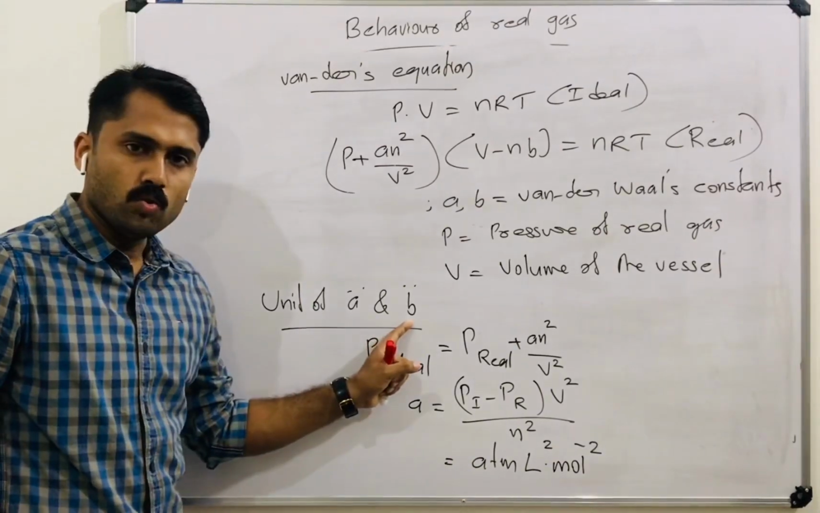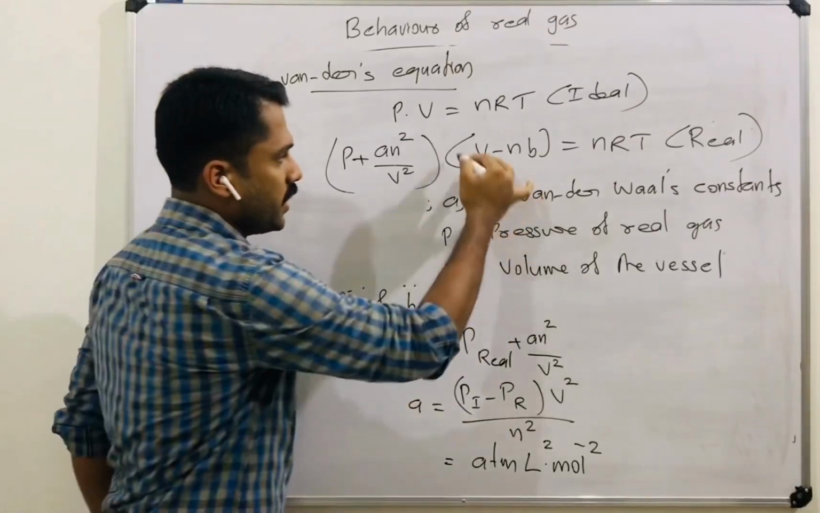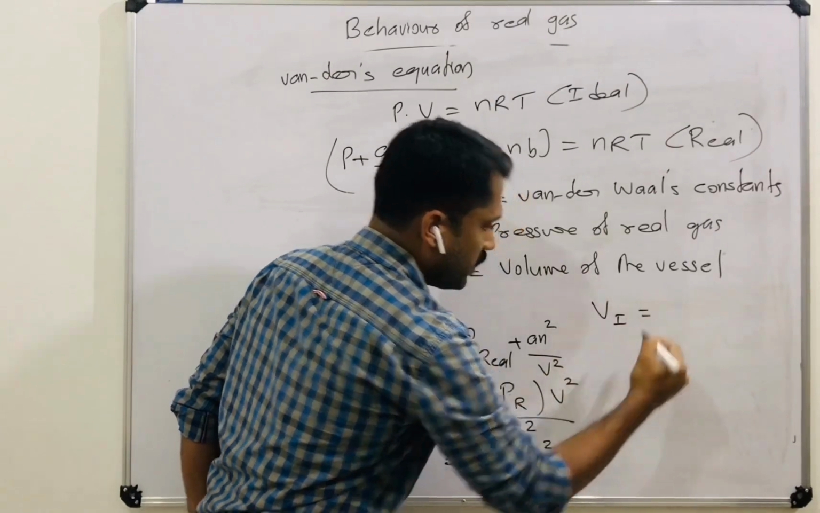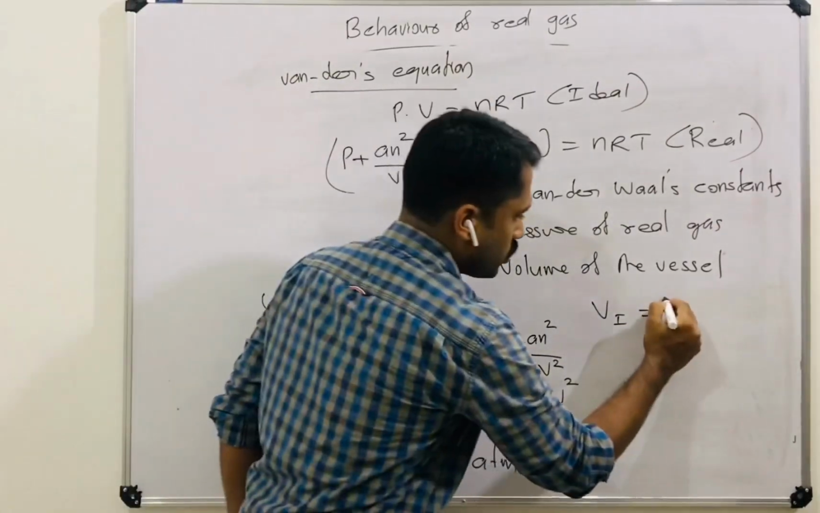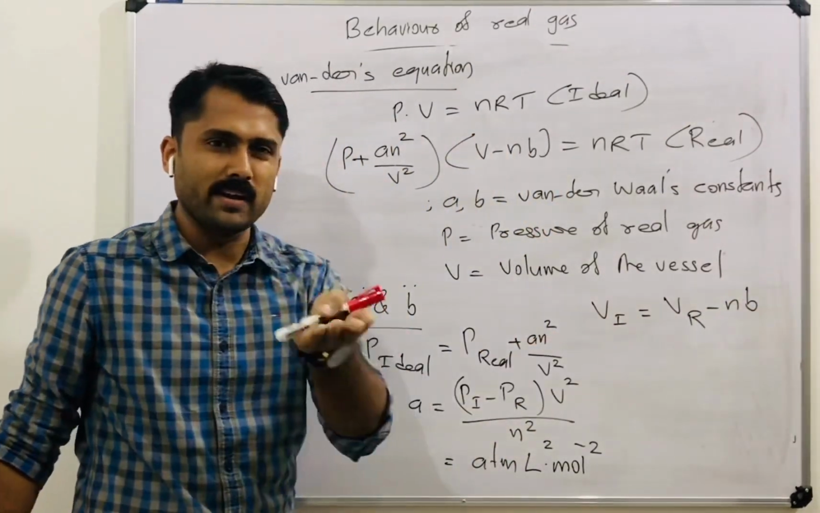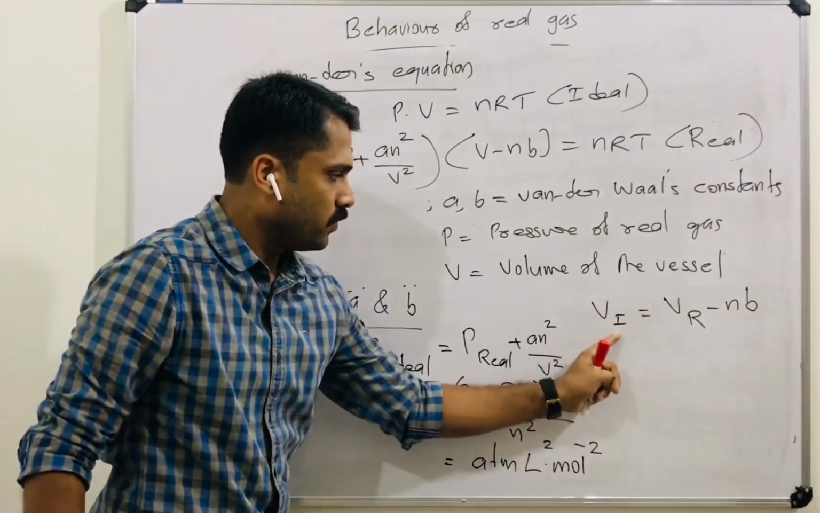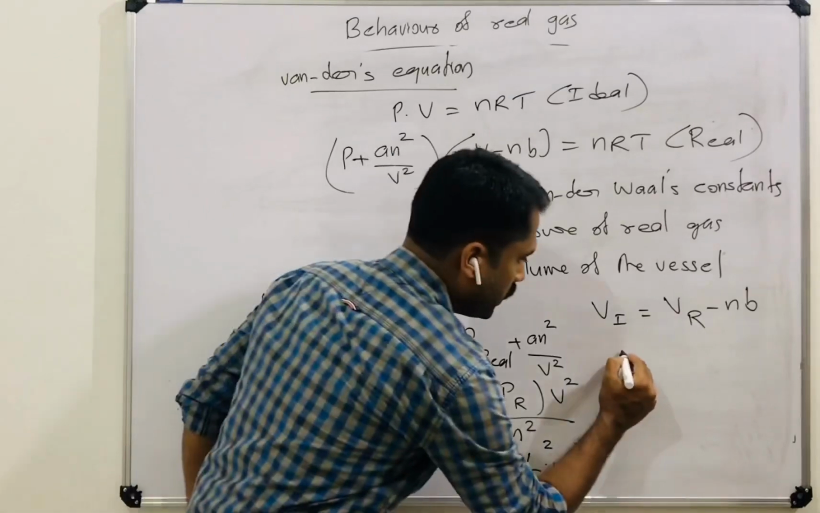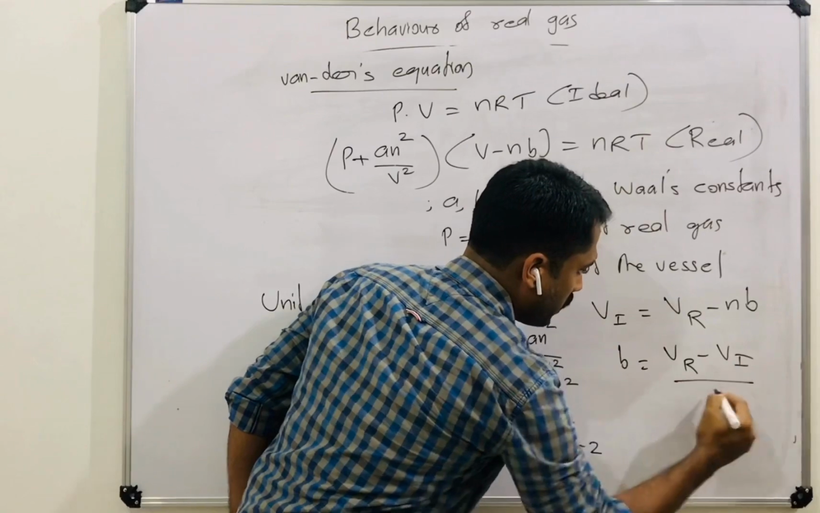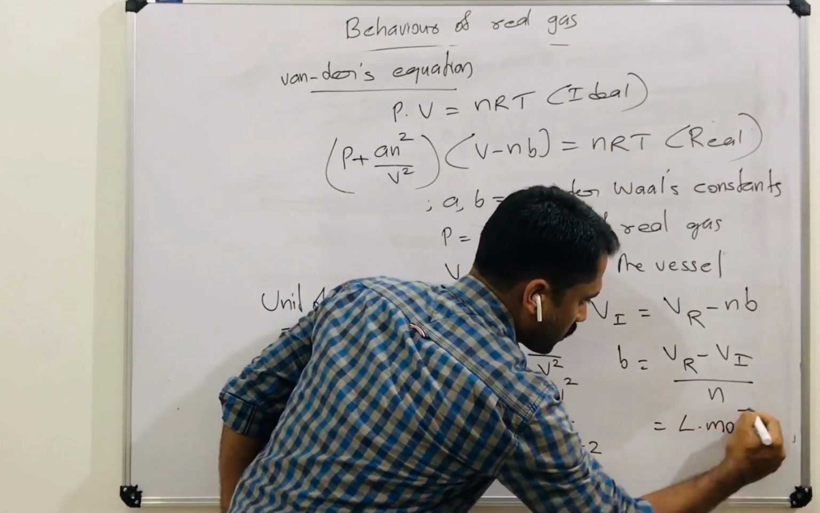To find the unit of B, there is a V term in this equation, here V minus nB. So I am giving V ideal equal to V real minus nB. Actually, this volume does not indicate ideal or real; I have to just distinguish between these two volumes, giving V ideal and V real. What will be B here? V real minus V ideal by n. If volume is calculated in liter, it will be liter per mole.